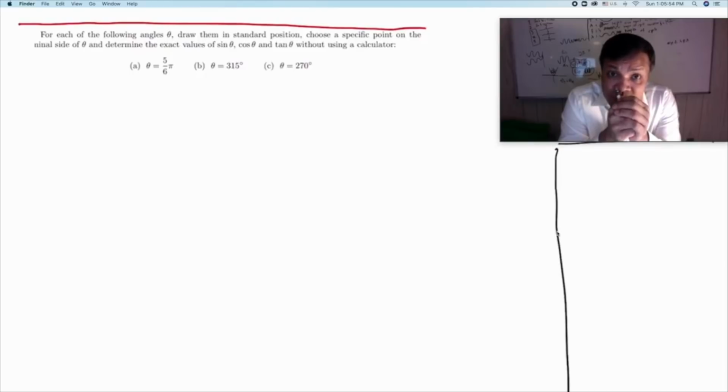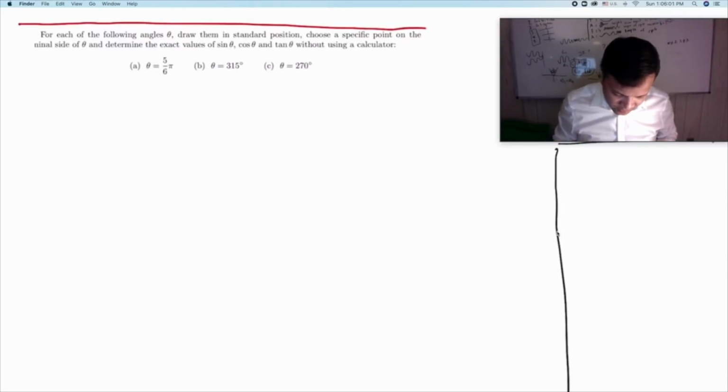For each of the following angles, draw them in standard position. Choose a specific point on the terminal side of theta and find the exact value of sine, cosine, and tangent when the angle is 5 pi over 6, 315 degrees, or 270 degrees. Sometimes we're going to use the unit circle to show you how you can also use it, but most of the time we're going to use the right triangle, because maybe you don't have access to a unit circle, so you have to really understand how to use the right triangle.